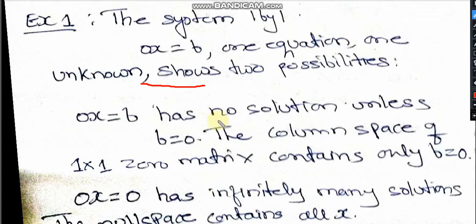It has no solution unless b is equal to 0. If I say b is equal to 1, is this possible? 0 multiplied with a vector x and b equals 1. It is not possible. So it will have a solution only when b is equal to 0. So it is a 1 cross 1 zero matrix, which contains only b equals 0.